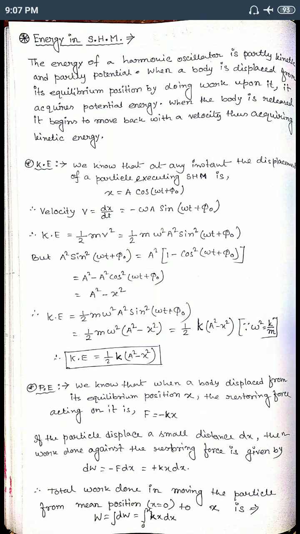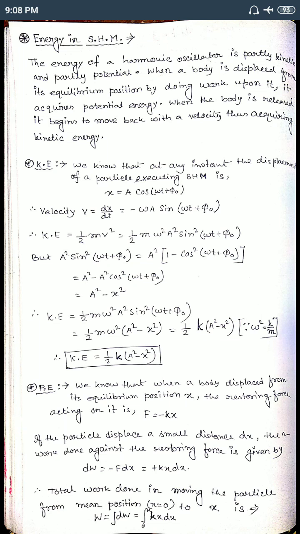Kinetic energy of an SHM. In SHM, we considered a differential equation in terms of cosine or sine. Here I will consider a cosine function. So the displacement of the particle which executes SHM is x equals a cos(omega t plus phi naught), where a is the amplitude and phi naught is the initial phase. Kinetic energy means half m v square, so we need velocity. The displacement is given.